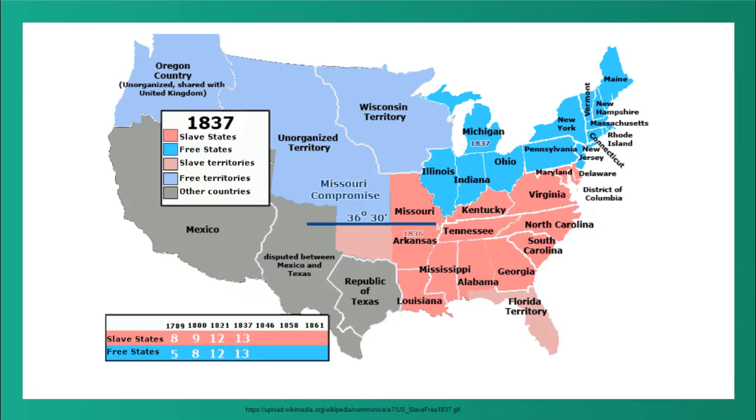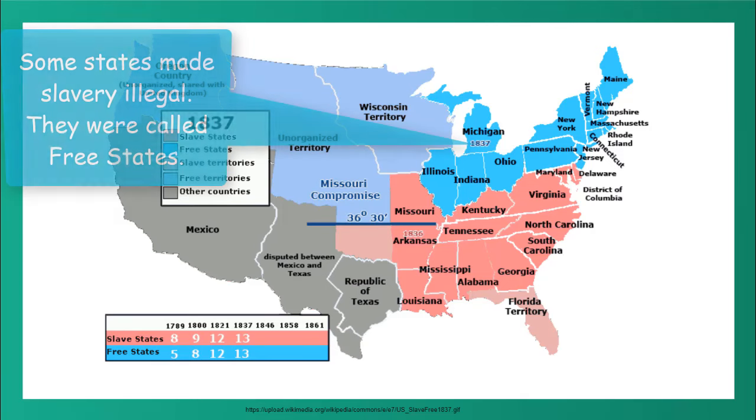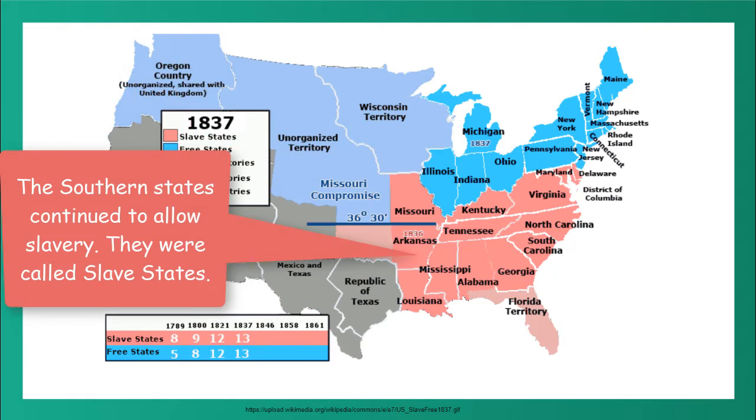While many white people depended on slavery to make lots of money and run their businesses, there were also white people who didn't agree with slavery. Some states made it illegal to own slaves and were called free states. The free states were all in the north. The southern states continued to allow slavery to profit from the tobacco and cotton industries. These were called the slave states.